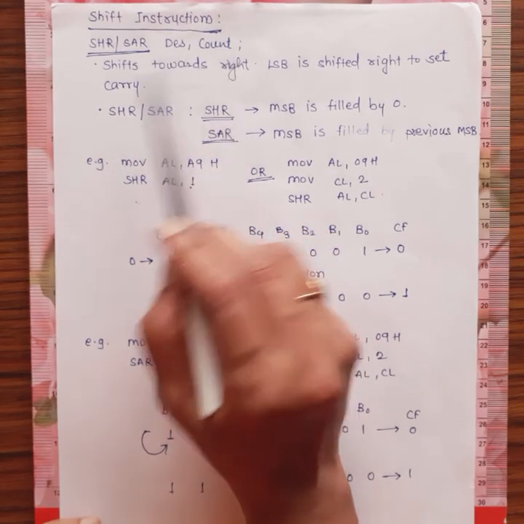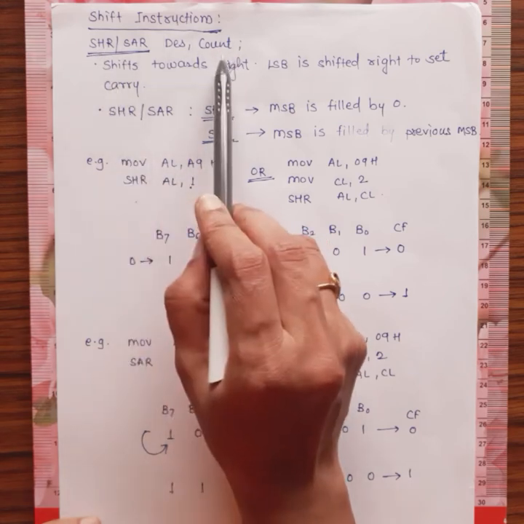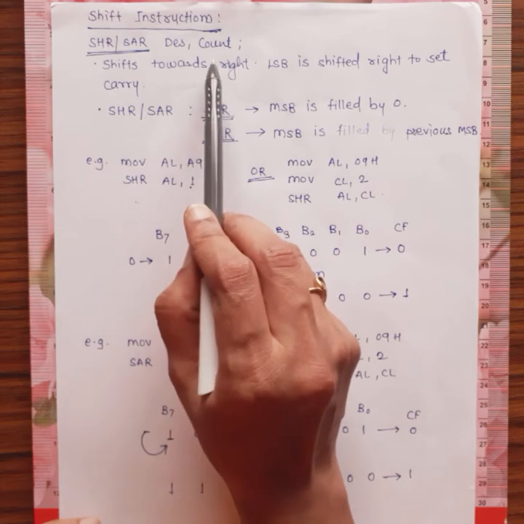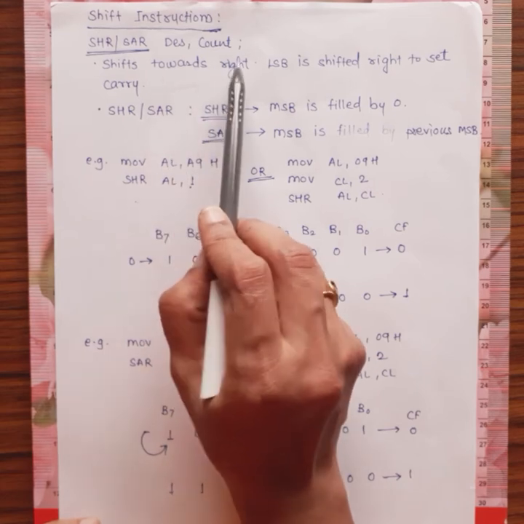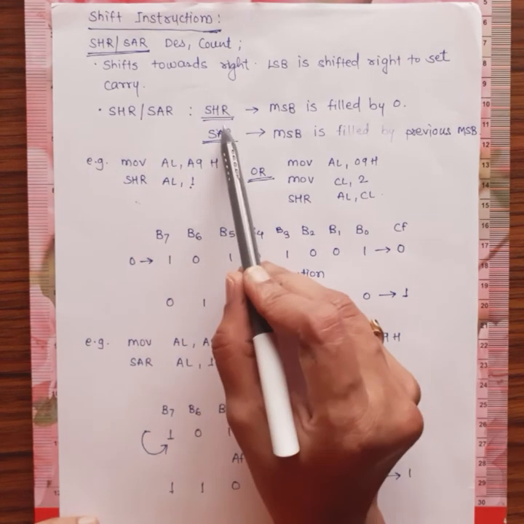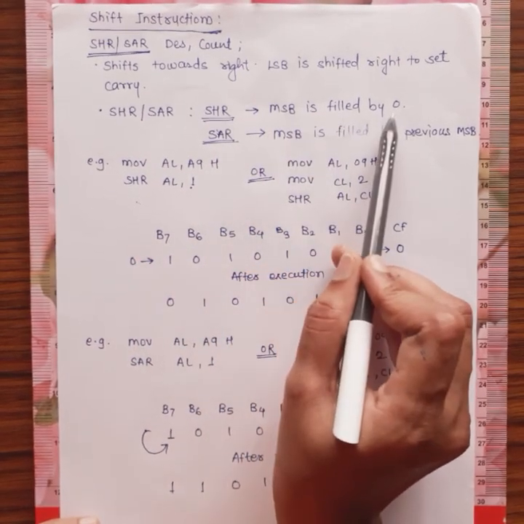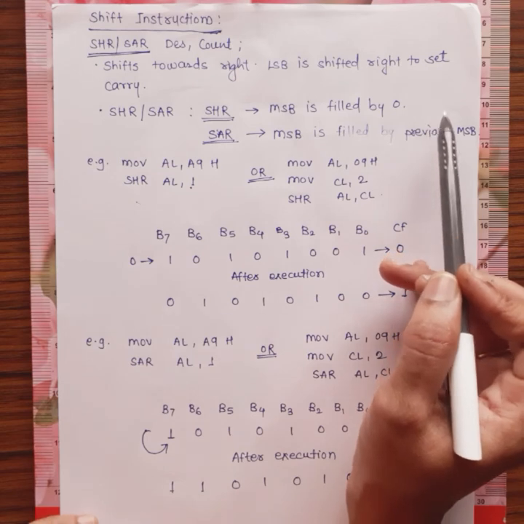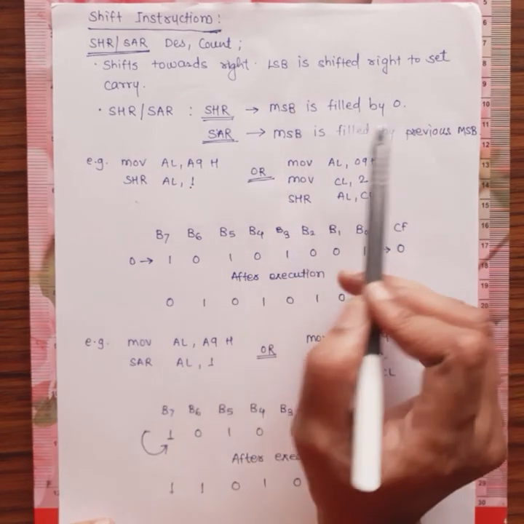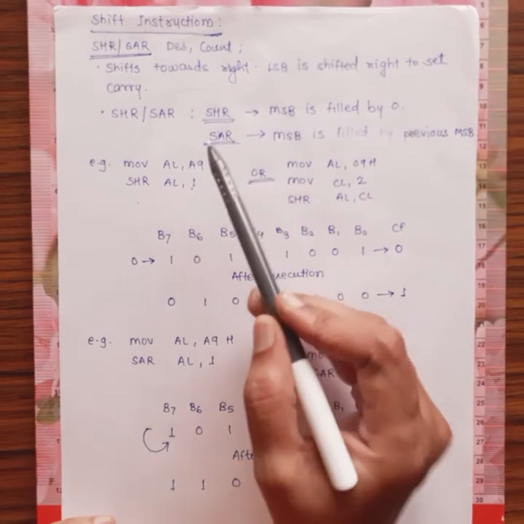On application of this instruction, the count number of times the bits from the destination operand are going to be shifted towards right. When the bits are shifted towards right, the MSB position becomes empty. So with SHR, the MSB is filled by 0. So the sign gets lost because the MSB is representing the sign. So it is applicable in case of unsigned integers.